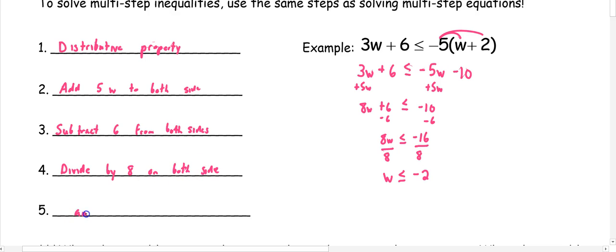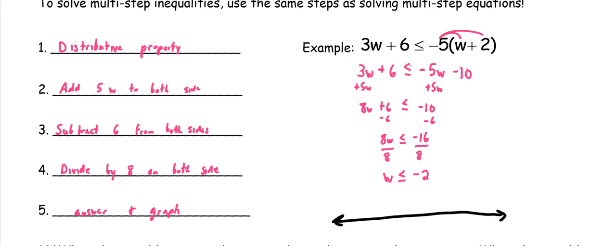And then step 5 is our answer and graph. So in this case, it doesn't have a number line, so we're just going to draw a number line on here. Straight line with arrows. So on our number line, we can go wherever we want on the number line. So I'm just going to go kind of in the center.